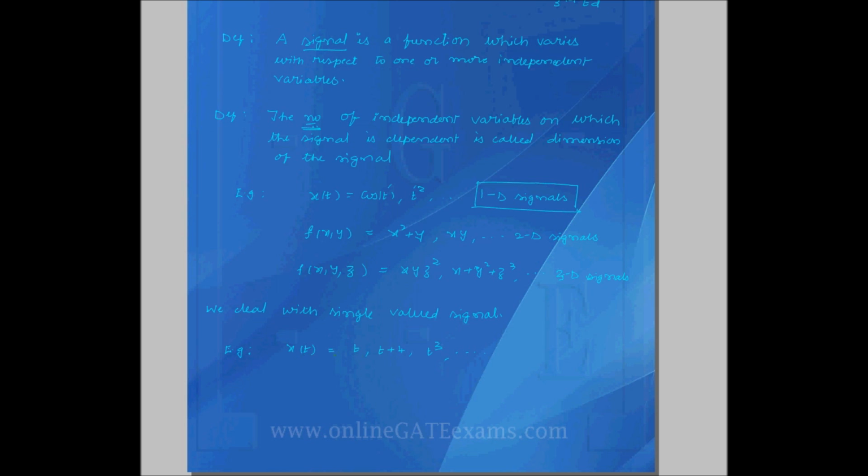So for example, if you take x of t equal to t, so x of 0 is 0, x of 1 equal to 1, and so on. So as far as signals and systems is concerned, we'll be dealing only with single valued and single dimension signal. Okay, so based on this we classify the signals into 6 categories. Okay, so we will see that.